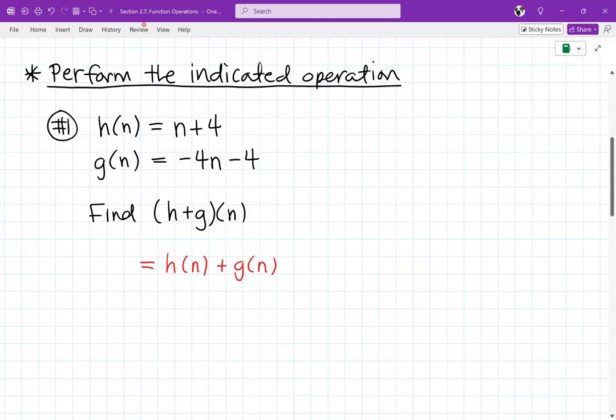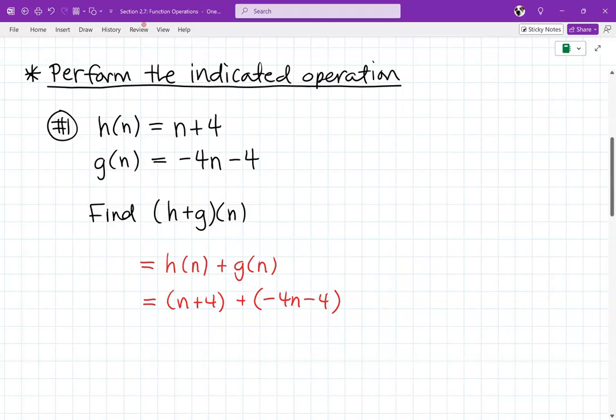Now, remember, sometimes they might write it like the way I did it in red. Okay, and that's good. If that's what they did, that means you have to do less translating. But if they wrote it like they did in this problem, h plus g of n, I would recommend you just rewrite it into what they mean. h of n plus g of n. Once you do that, you're going to want to write your functions h of n and g of n the way they were given to us. So h of n is n plus 4, so I'm going to put that in a parenthesis, plus g of n is negative 4n minus 4.